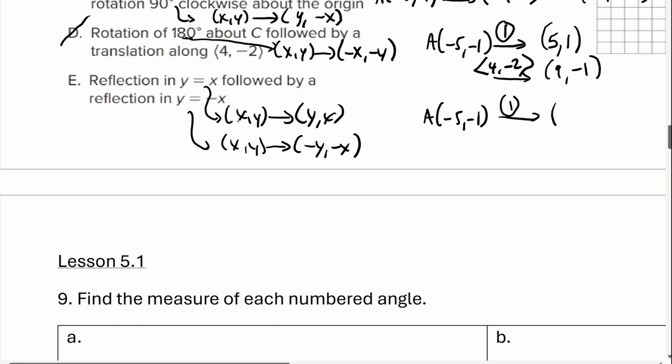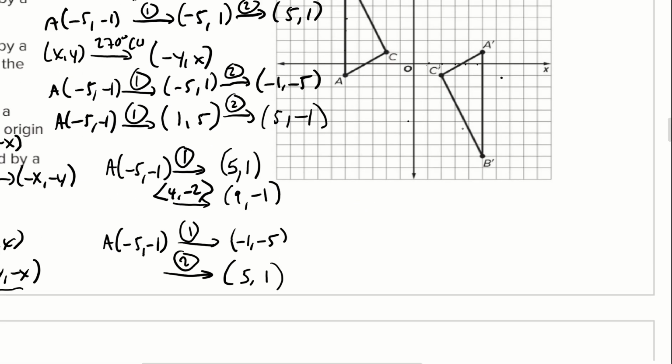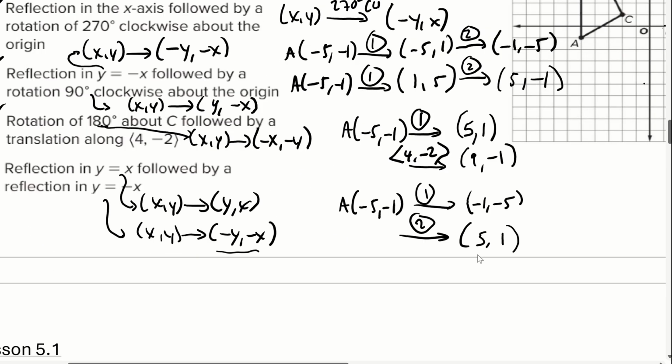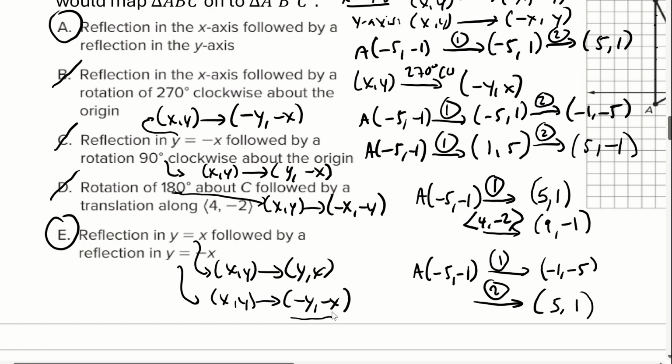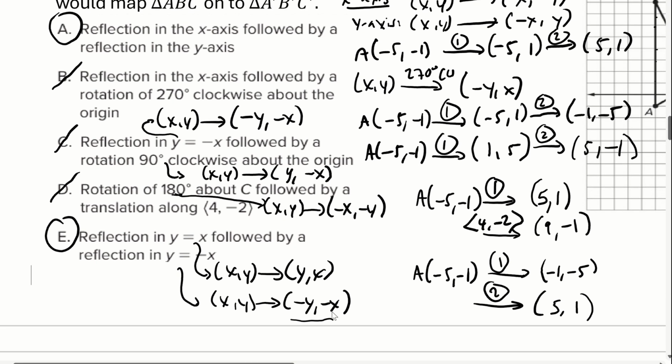So if I do the first one, I just switch them. Then if I do the second one, I switch them according to the rule, and then put negatives on both of them. Okay. So if I do that, it's going to be positive 5, positive 1. Is that true? Positive 5, positive 1. Yes. So it looks like it works for A. And if you do it for B, it should work as well. So that should be your answer. So you have A and E.